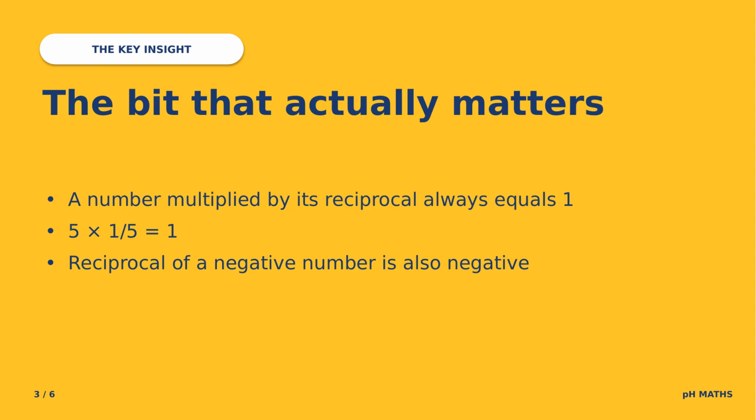Key insight. A number multiplied by its reciprocal always equals 1. That's the defining property. 5 times 1 over 5 equals 1. 2/3 times 3/2 equals 1. That's why the reciprocal is sometimes called the multiplicative inverse. It undoes multiplication. Also useful, the reciprocal of a negative number is also negative.